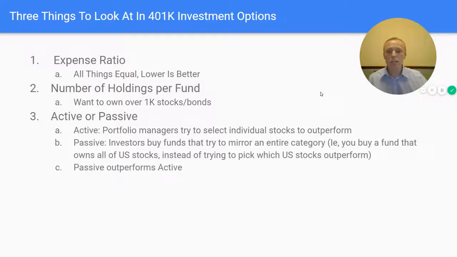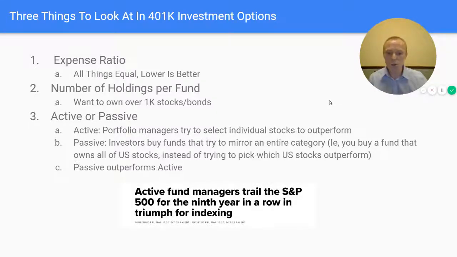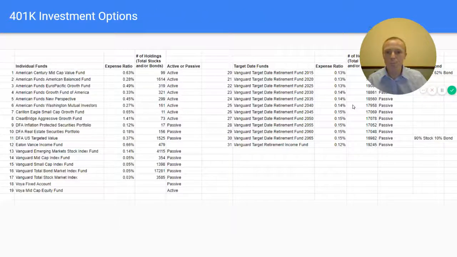Over the long term, passive actually outperforms active because it's really, really hard to pick stocks that are going to outperform over the long term. And then this little graph is from CNBC, and you can see here active fund managers trail the S&P 500 for the 9th year in a row. And the S&P 500 just tracks the 500 largest companies in the U.S. So again, I prefer passive over active when it comes to investments.